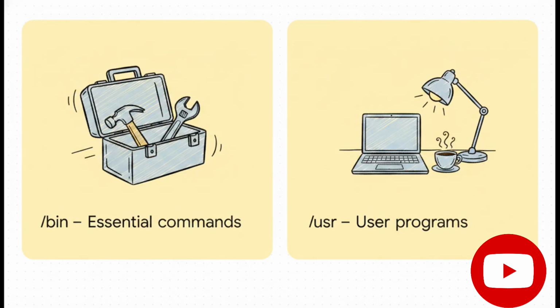When we look at software, Linux cleanly separates the absolute essentials from the extras. /bin holds your core binaries. These are the vital, non-negotiable tools you literally need to boot up and repair the system. On the flip side, /usr is basically your massive toolbox. It houses all the everyday programs and utilities that make your workstation actually useful to you.